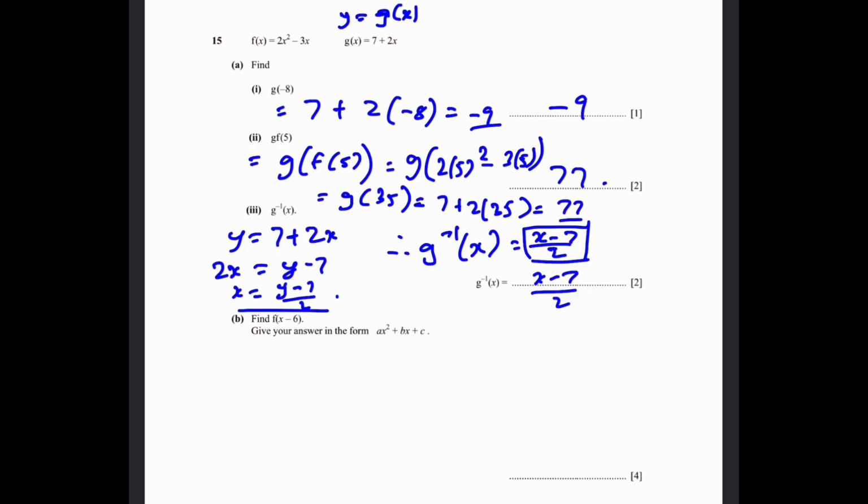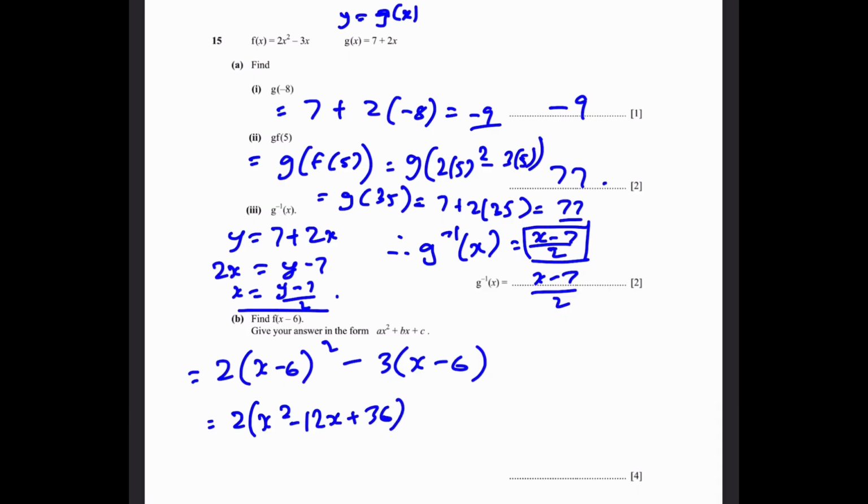Part B, find f of x minus 6. Give your answer in the form ax squared plus bx plus c. We just substitute x minus 6 into x over here. So 2 times x minus 6 the whole squared minus 3 times x minus 6. And now we can expand the brackets. So 2 times x squared minus 12x plus 36 minus 3x plus 18.